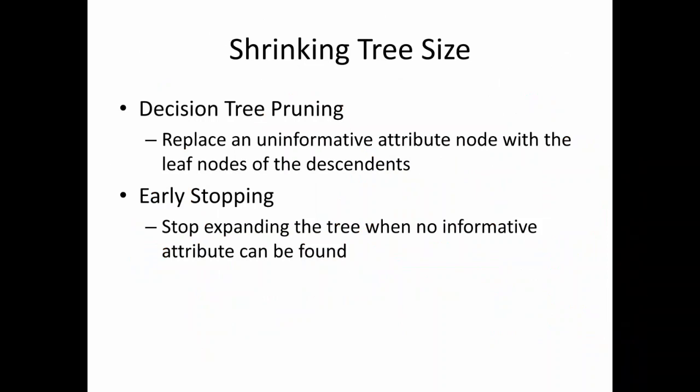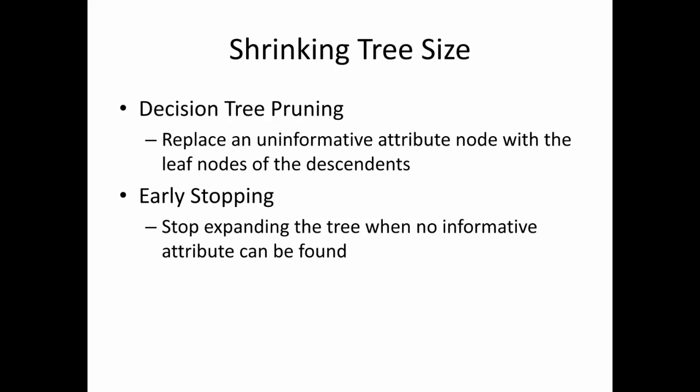And there are some heuristics you can use to shrink the tree size. One is decision tree pruning, in which case you replace some of the uninformative attribute nodes with leaf nodes of the descendants. Or with early stopping, you can stop building the tree when none of the remaining attributes really gives you big enough information gain.